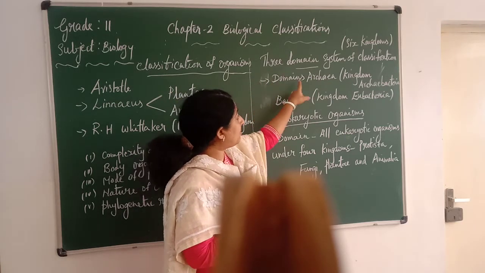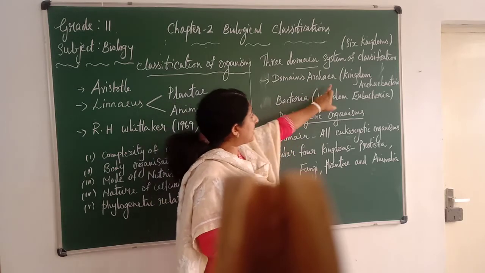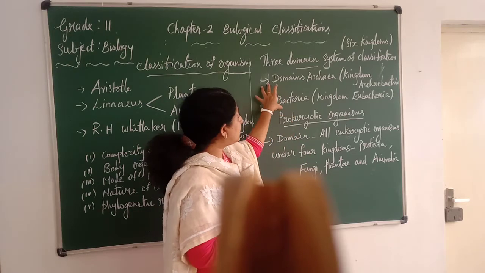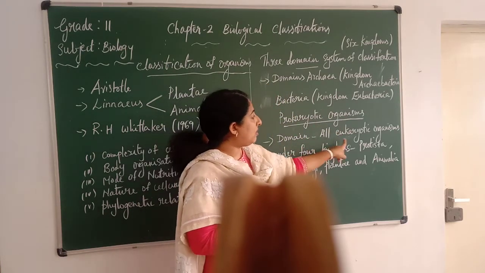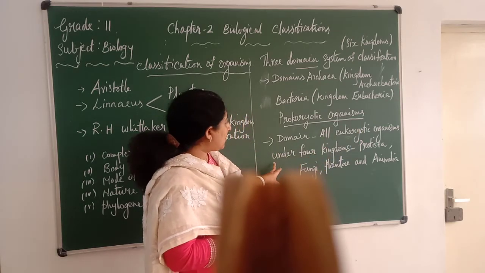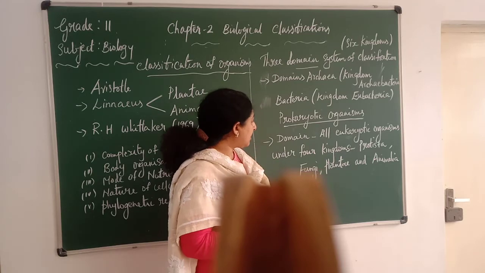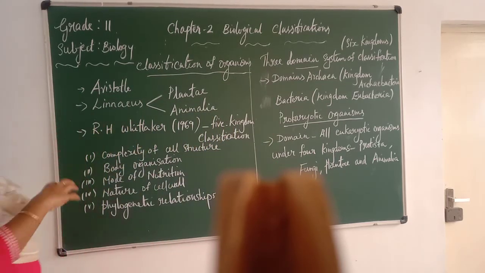So there is the 3 domain system of classification. It has 6 kingdoms. One is kingdom Archaebacteria, second kingdom Eubacteria. It includes all prokaryotic organisms. The next domain includes all eukaryotic organisms. Under this there are 4 kingdoms: kingdom Protista, kingdom Fungi, kingdom Plantae, and kingdom Animalia. So that is the introduction for this classification of organisms.